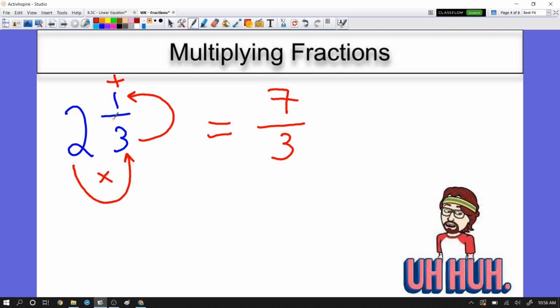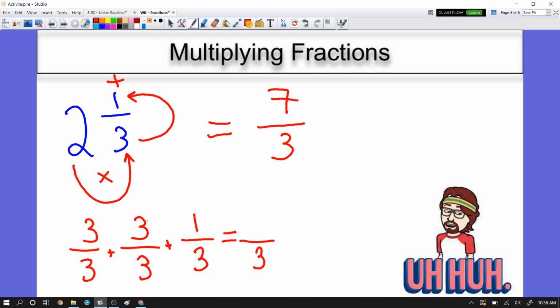Okay? I'm going to show you why. I know I showed you why last time, but I'm going to show you why again. If you have 3/3, that's equal to 1 whole. So think about having a pie that's cut into 3 pieces. If you have all 3 pieces, you have the entire pie. And you have another pie. That means you have 2 pies so far. And then you have a third of another pie. So if you have all the same denominators, which you do, you can just add all the numerators. 3 plus 3 is 6, plus 1 is 7. That's where this shortcut comes from. Okay?